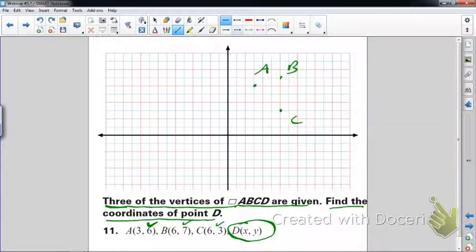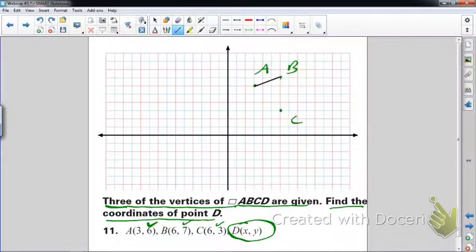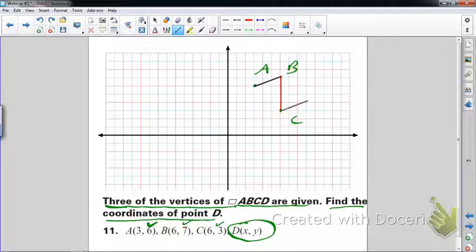We are going to now connect them. So it's going to go from A to B, and then from B to C. And now you're going to start seeing there is no way that I can put D somewhere out here because it's not going to make any sense, right? We're looking for a parallelogram, and if it's a parallelogram, it's a quadrilateral. That means it has four sides. It has to be somewhere out here. We just don't know where it is. That's the problem that we have.